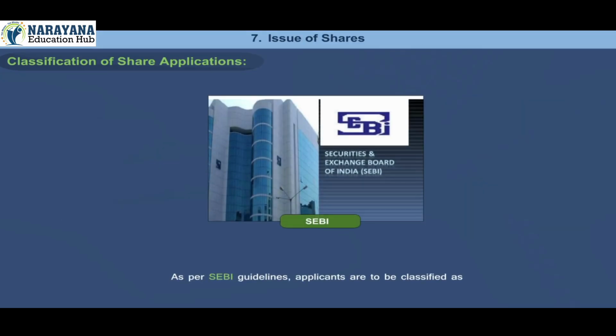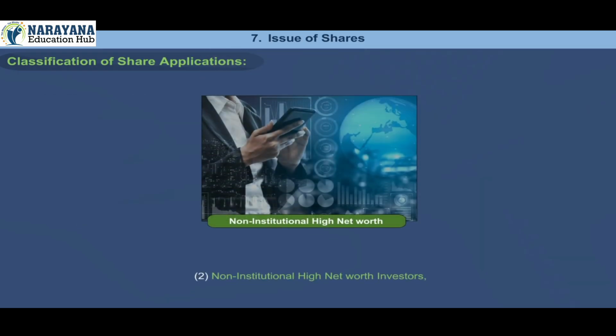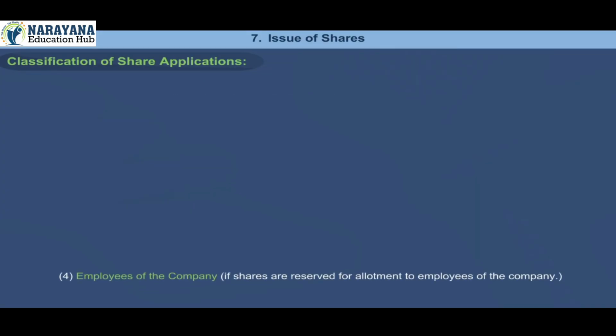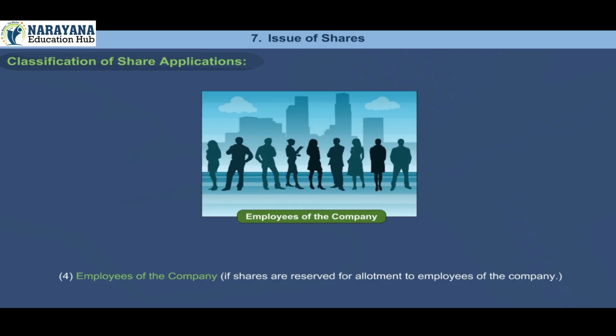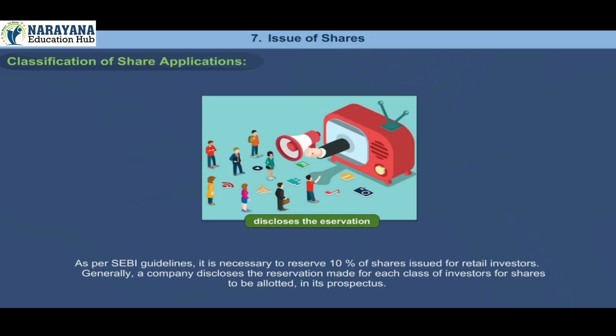As per SEBI guidelines, applicants are to be classified as: number 1, retail investors; number 2, non-institutional high net worth investors; number 3, institutional investors; number 4, employees of the company, that is, if shares are reserved for allotment to employees of the company. As per SEBI guidelines, it is necessary to reserve 10% of shares issued for retail investors. Generally, a company discloses the reservation made for each class of investors for shares to be allotted in its prospectus.